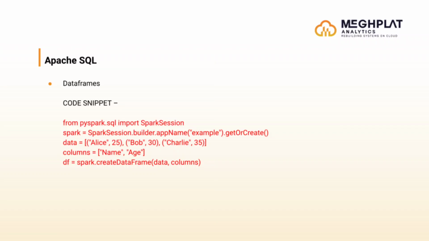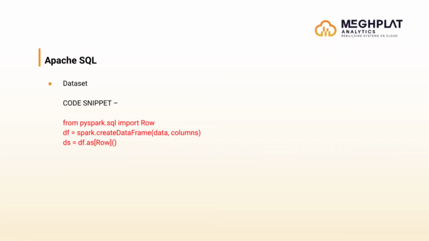Now data frames actually support a wide range of operations including SQL queries, filtering, grouping, aggregations, and more. It is the same as MySQL and SQL if you have ever worked with them. Now comes datasets. A dataset is a strongly typed extension of data frames. It allows you to work with typed objects. It provides type safety and leverages the benefits of Spark's Catalyst Optimizer.